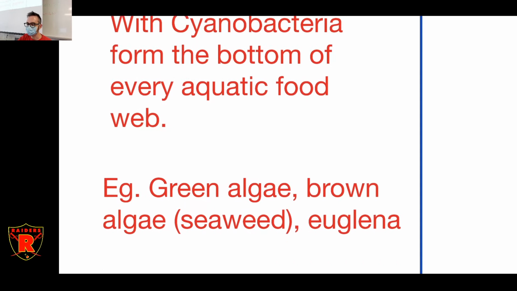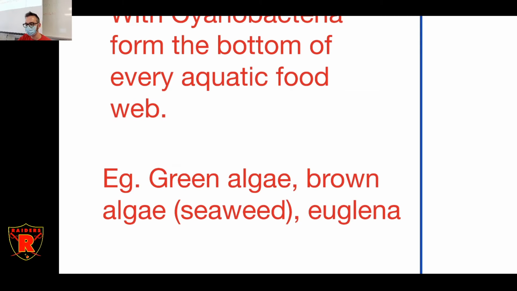So the main groupings of these are green algae, brown or red algae, and euglena. Euglena are funny in that they can move around. So they do photosynthesis, but they actually just swim around. They're swimmy plants. Not a lot of swimmy plants out there.